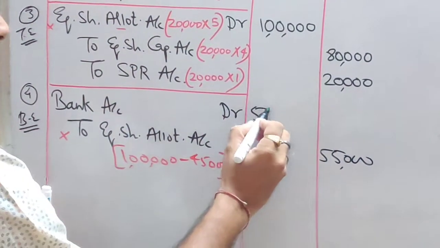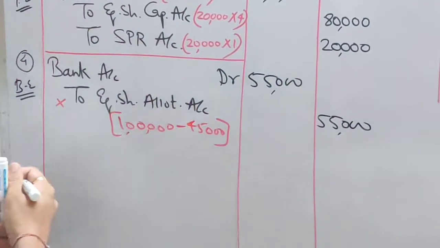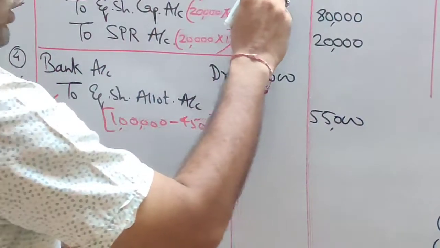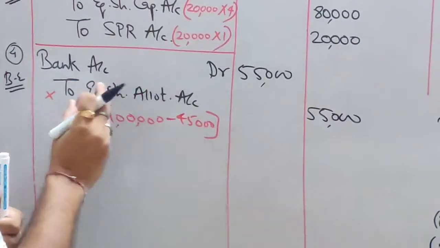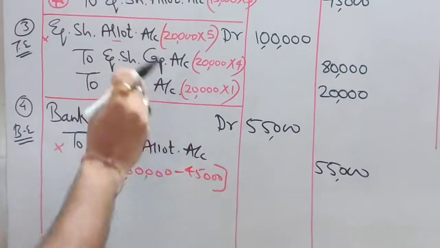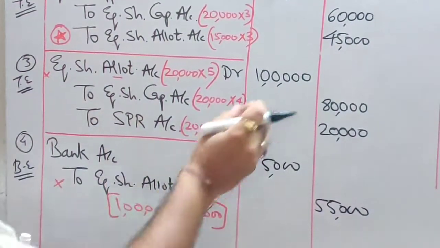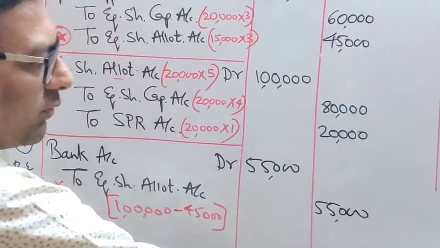55,000 at the time of allotment. Am I clear with this? So you asked for 1 lakh rupees, but you won't receive 1 lakh. Why? Because you have to adjust this excess application money. This is excess money which you are going to adjust.